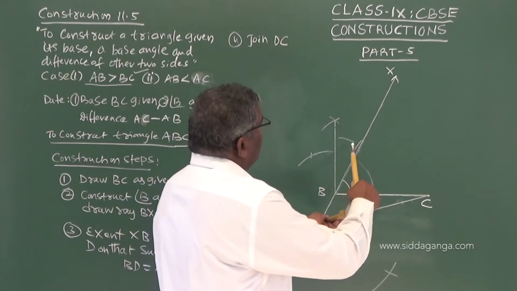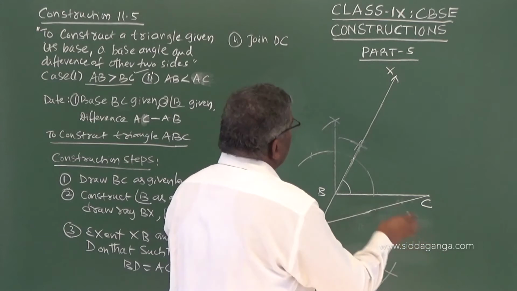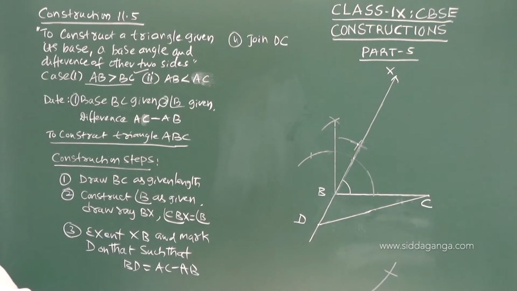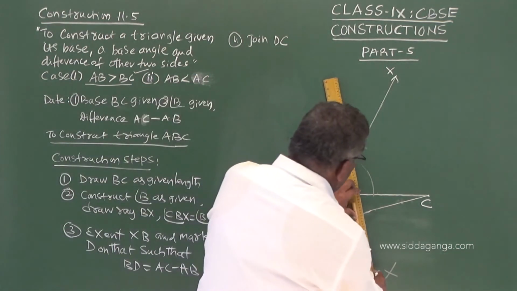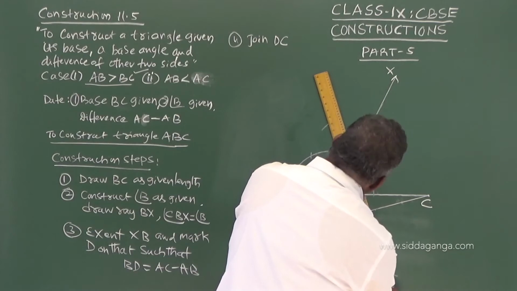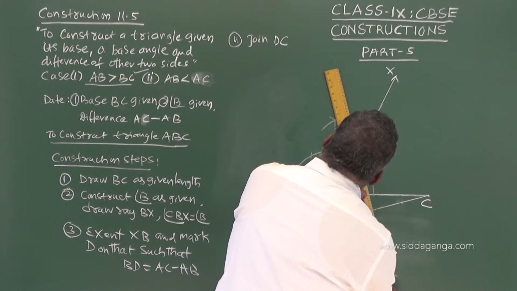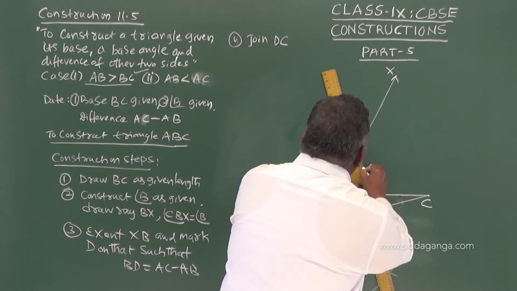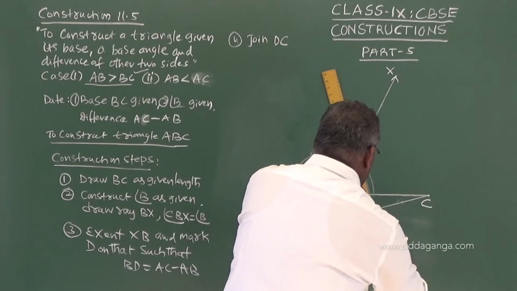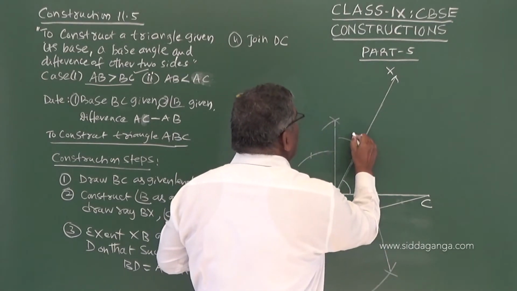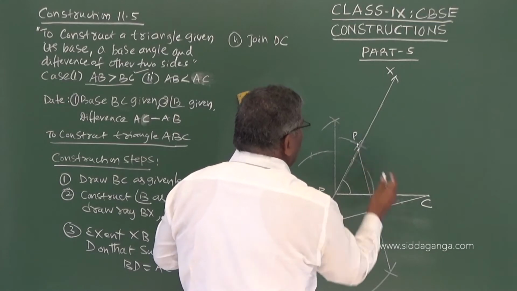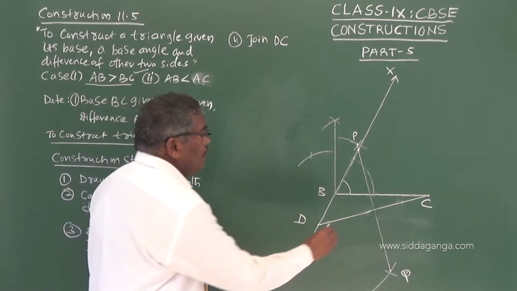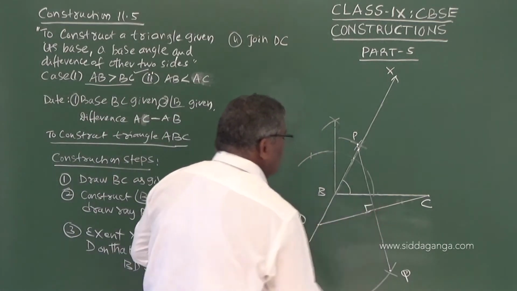So you will get the perpendicular bisector of DC. I will call this line PQ. So this is line PQ, it bisects. You can see here, this is point P, this is point Q. PQ is the perpendicular bisector of DC and this angle is 90 degrees.